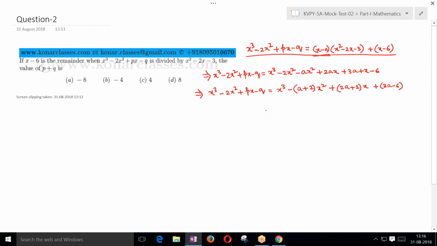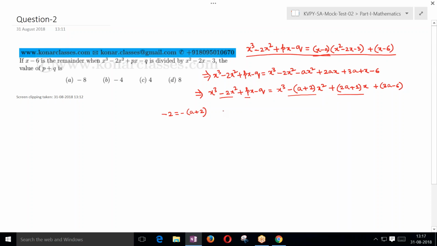Now in this case, this is an identity, so the coefficient of x square in the left hand side, which is minus 2, should be equal to the coefficient of x square in the right hand side, which is minus of (a plus 2). So minus 2 is equal to minus of (a plus 2). The coefficient of x in the left hand side, which is p, should be equal to the coefficient of x in the right hand side, which is 2a plus 1.